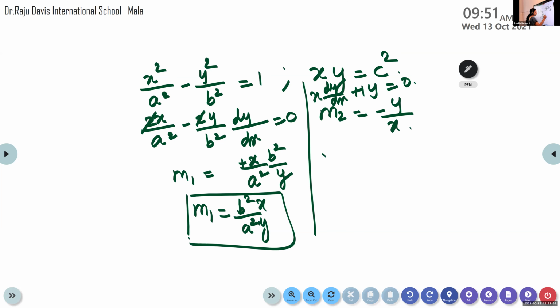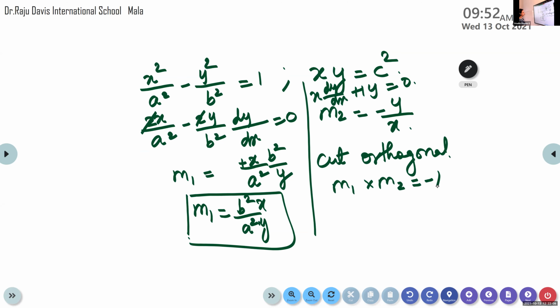Now it is given they cut orthogonally. Orthogonal means perpendicular, so product of the slope is minus 1. M1 into M2 is minus 1. Now apply this and tell me what is the condition you will get. A is equal to B? Is it A square is equal to B square?